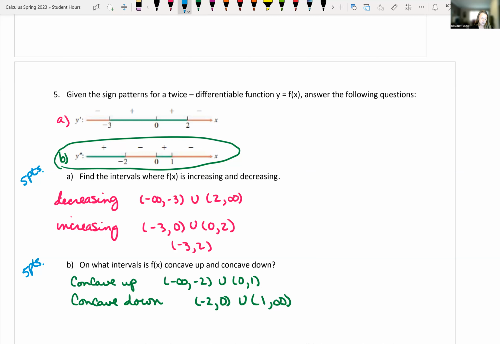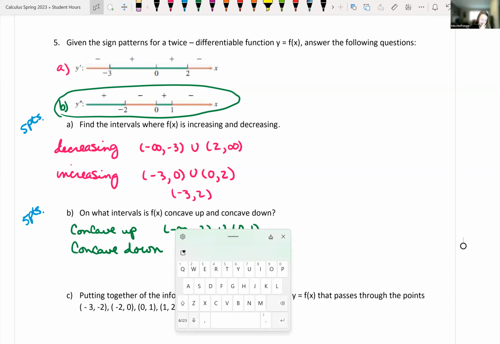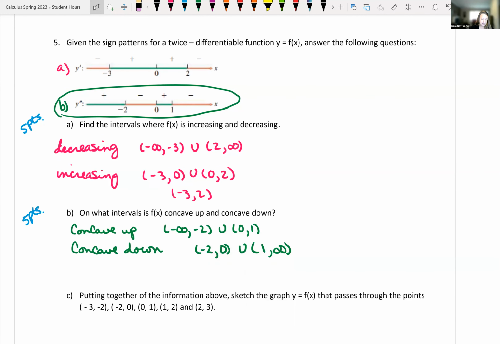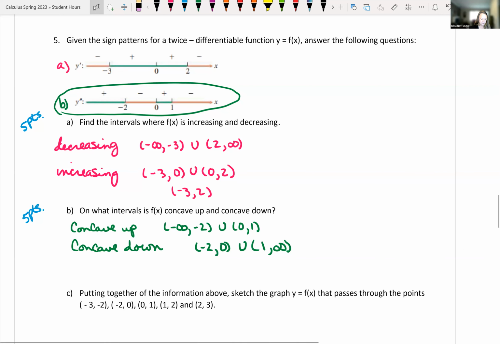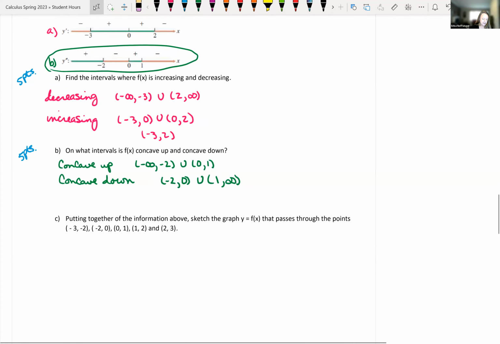So looking at the next part of that question, we're going to put together part A and B plus the other information given to us about the graph, and then we're going to graph it. Putting together the information above, sketch the graph y equals f of x that passes through the points (-3, -2), (-2, 0), (0, 1), (1, 2), and (2, 3). Let's first plot those points and then put together the information that we just got.